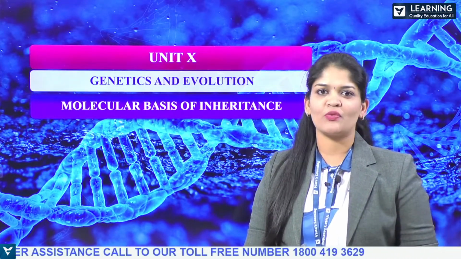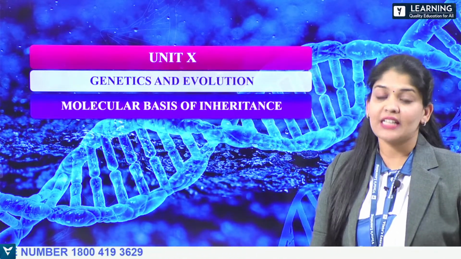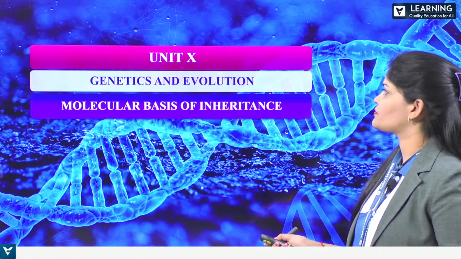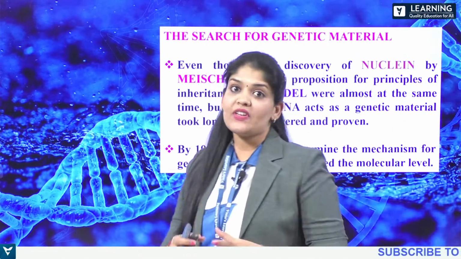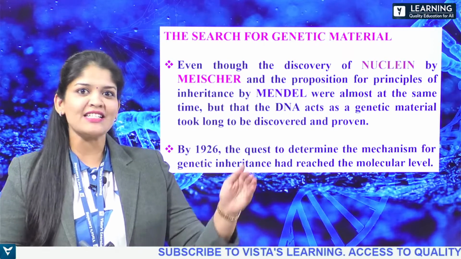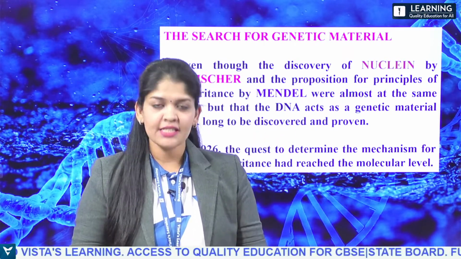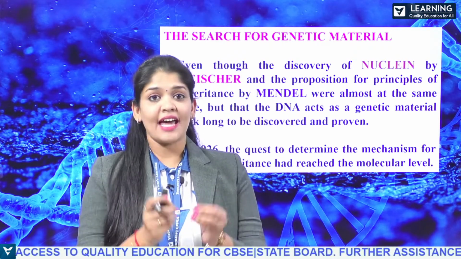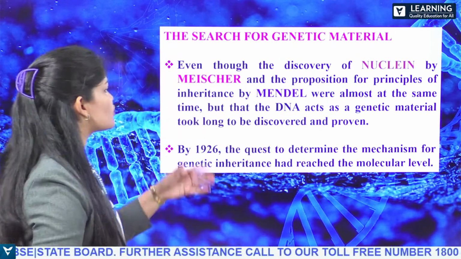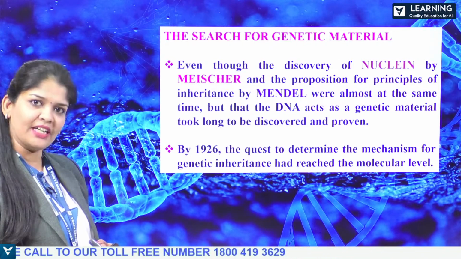We are in the series of sessions where we are discussing the chapter Molecular Biology of Inheritance, which comes under the unit Genetics and Evolution. In the previous session, we discussed the salient features of the double helical structure of DNA that was proposed by Watson and Crick. After understanding the structure and characteristic features of the double helix, let's move on to the next topic, and that is the search for genetic material.